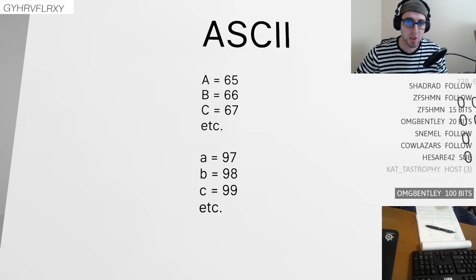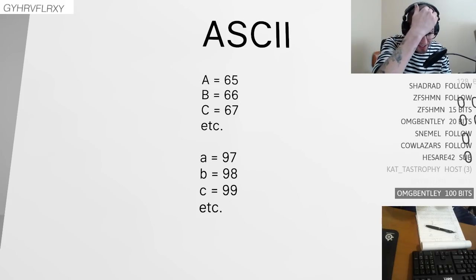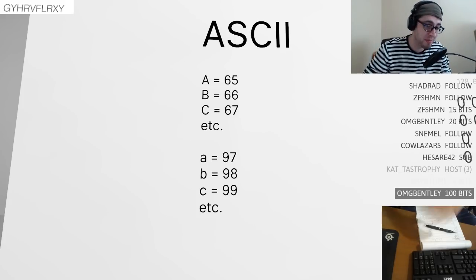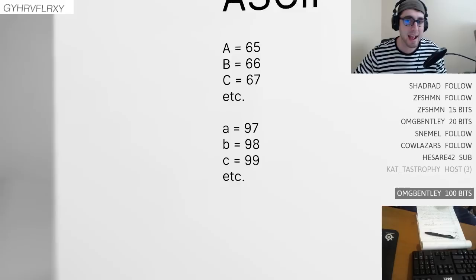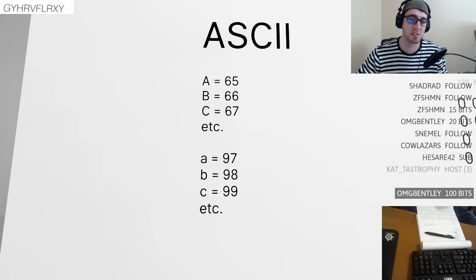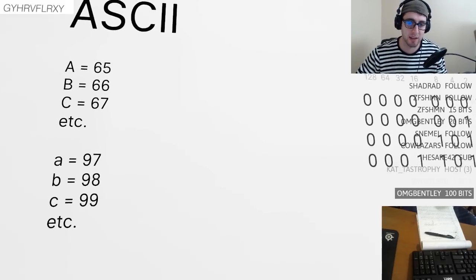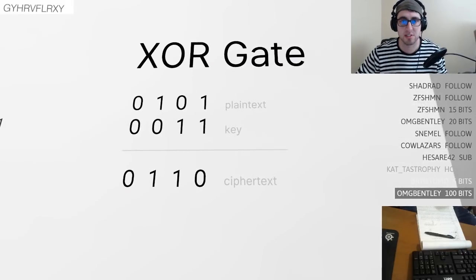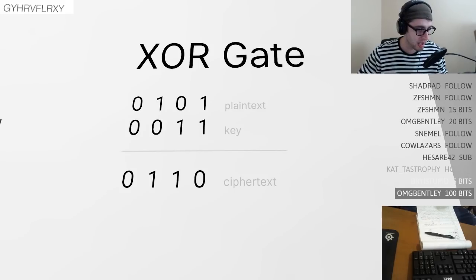Now, what do we have over here? ASCII, is it actually ASCII? Or are you making me say something that makes me sound like an idiot? Because I actually don't know. ASCII shows us 65, 66, 67, 97, 98, 99, got it. Binary, we already saw this. And then the exclusive OR gate. Is that XOR? It actually is ASCII.